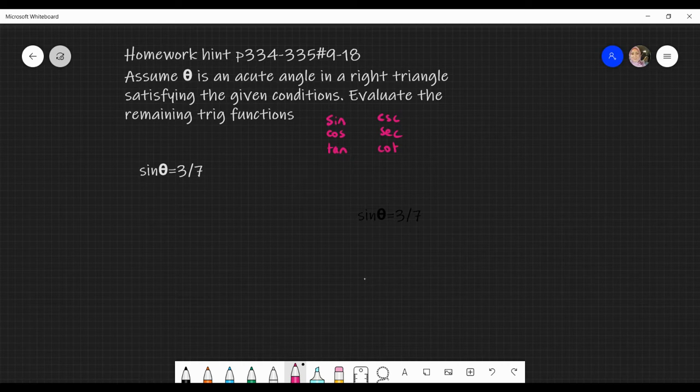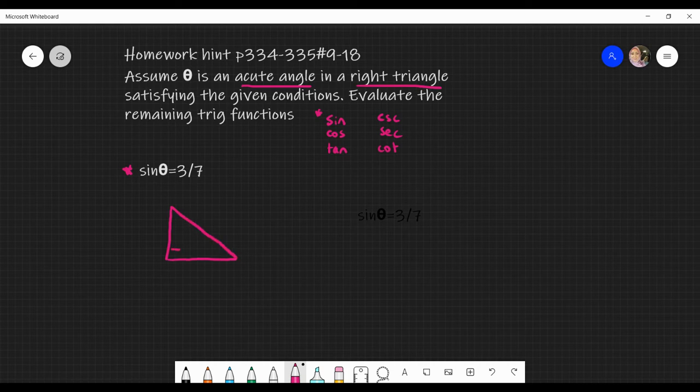So right here in previous examples, they gave us a right angle triangle, and we were asked to find all those 6 trig functions. In this question, it's a little bit different as they did not give us a triangle, but they gave us one of those 6 trig functions. So we actually need to create that right angle triangle. So that's going to be step number 1.